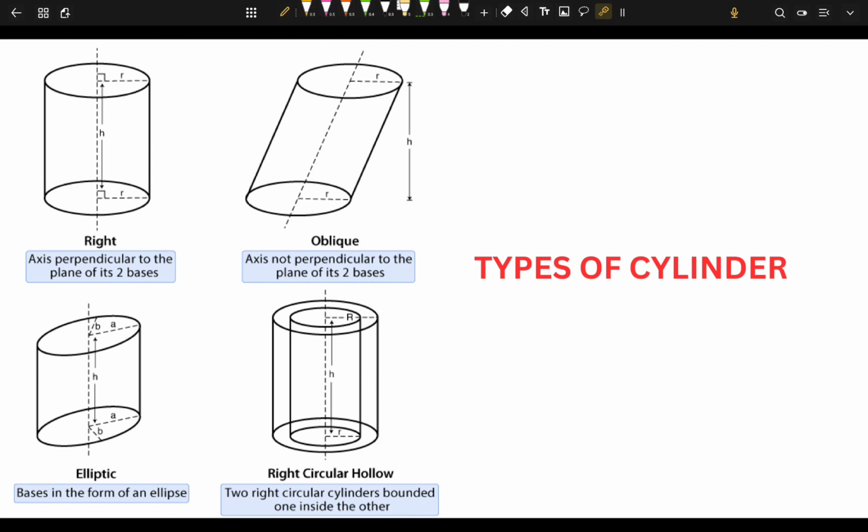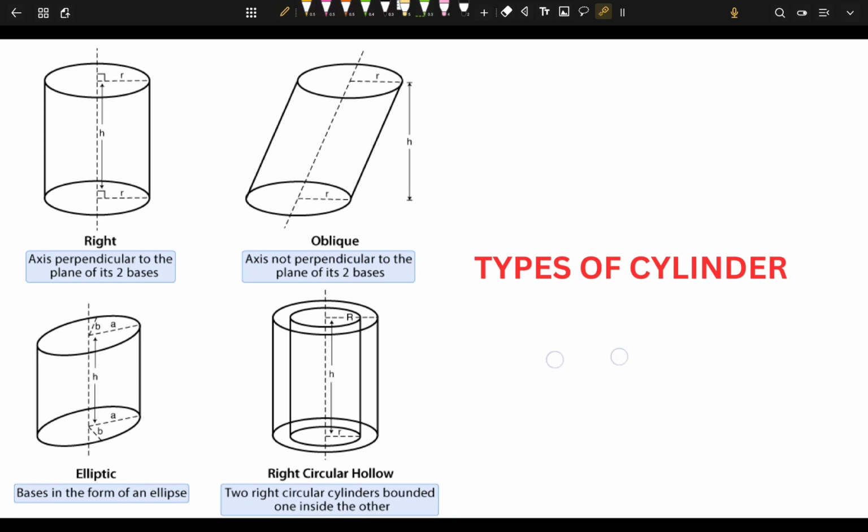And we have the right circular hollow. So, two right circular cylinder bounded one inside the other. So, ibig sabihin may butas yung ating cylinder sa gitna. Katulad na lang ng mga nasa pipes. Like, pwede tayo mag-insert ng isang pipe, tas isa pang pipe. Or kaya man sa mga tubes. Right? So, ganun yung mga example. Kung gaano kakapal or ka-thick yung ating mga tubes. Ganyan. So, dito po sa types ng cylinder, we have the right, the oblique, the elliptic, right circular o hollow, and idagdag na rin natin yung ating circular cylinder na kung saan yung kanyang base po ay circle.